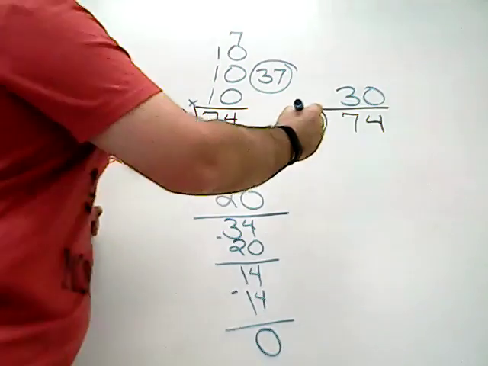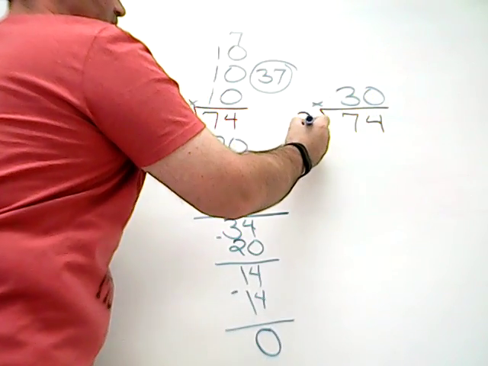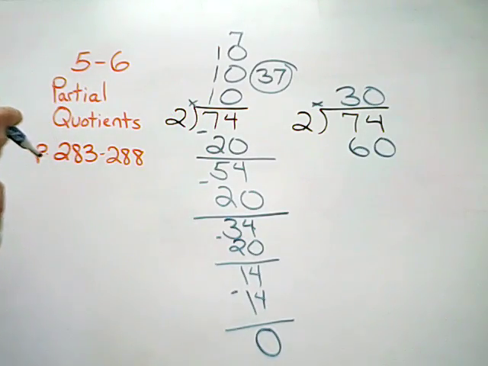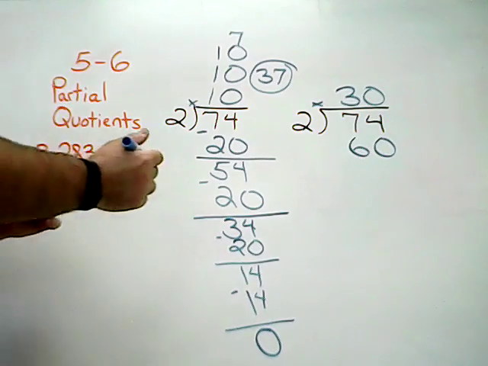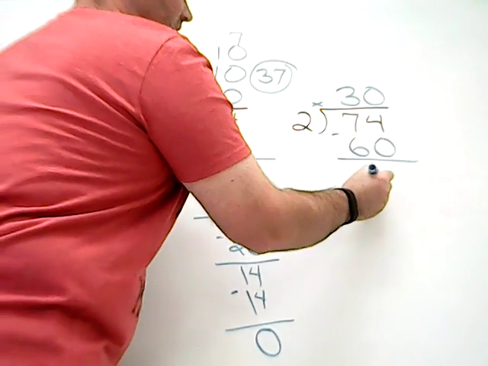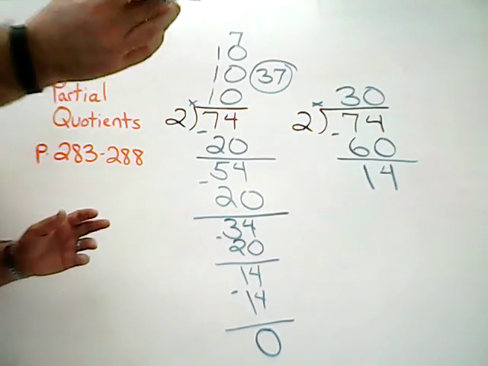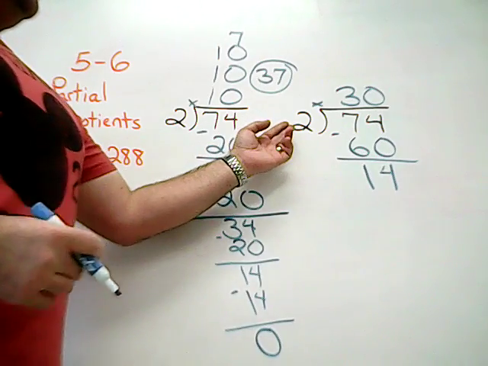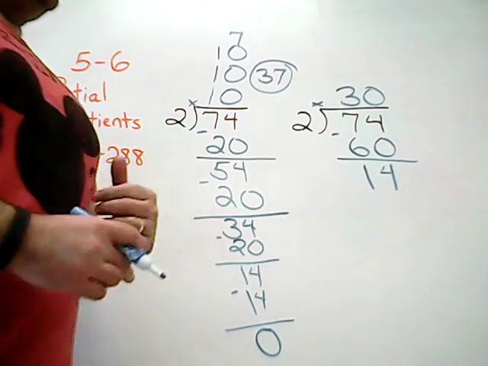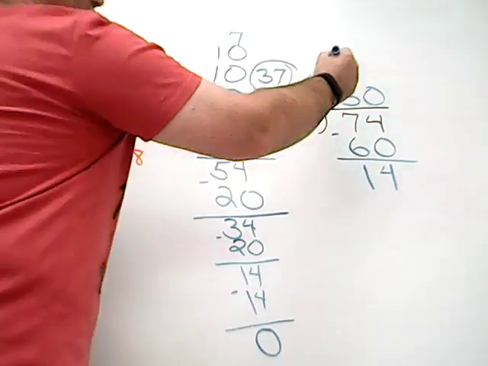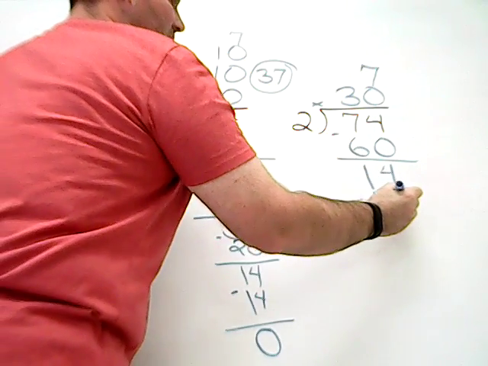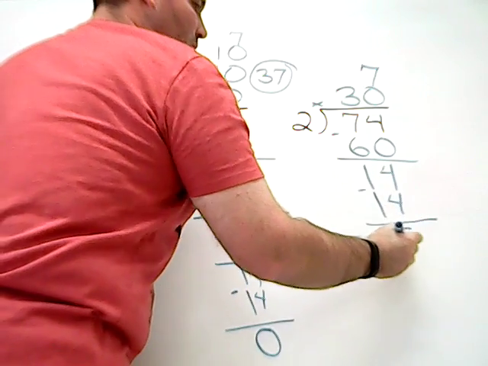Knowing your basic multiplication facts, 3 times 2 is 6, and you drop your 0. So 30 times 2 equals 60. Perfect. Take the difference between 74 and 60, and I'm left with 14. Now, again, you can use your basic facts. 2 times what number is going to get me close to or right on 14? Knowing your facts, again, it's 7. 7 times 2 is 14, and you're left with no remainder.